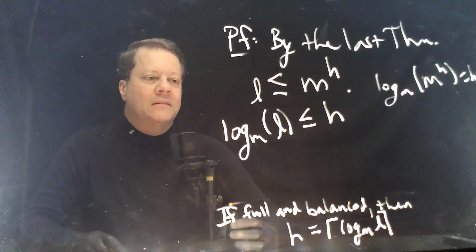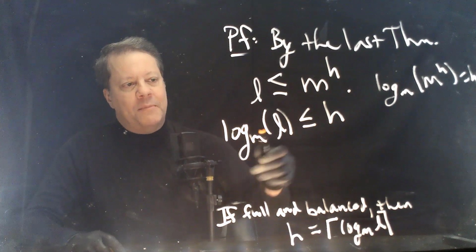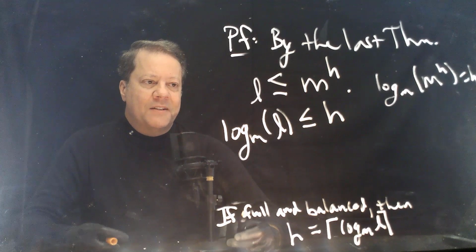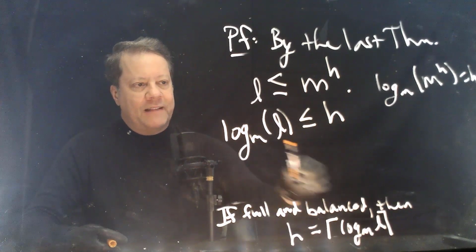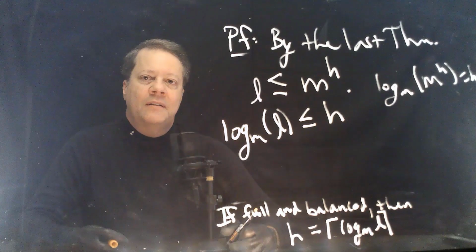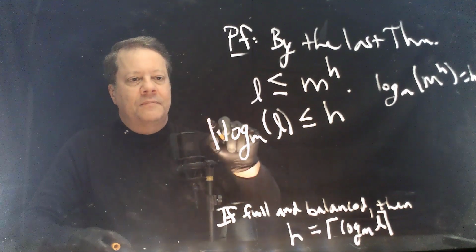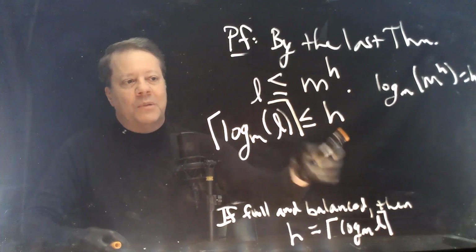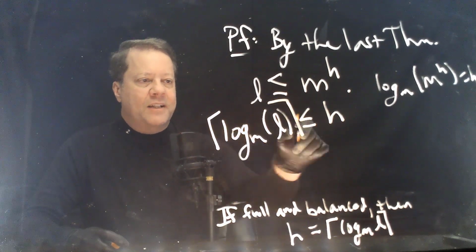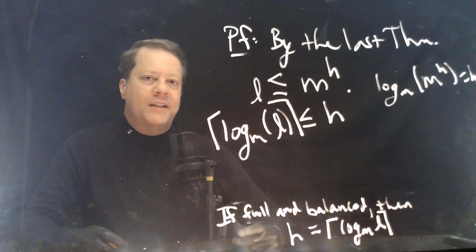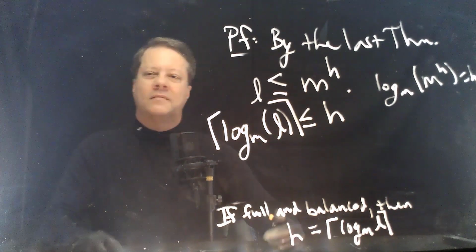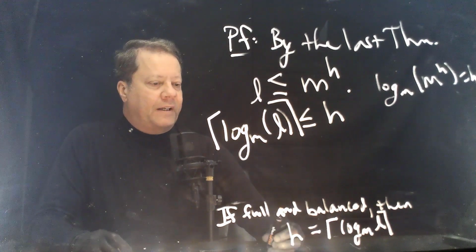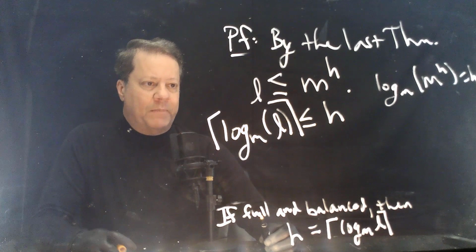But keep in mind, the log base m of L may not be a whole number, which means you have to look for something that will be a whole number, perhaps larger than this. And so if h is a whole number, it will be at least as big as the ceiling function of log base m of the number of leaves L. We have only to prove that you get equality if the tree is full and balanced.